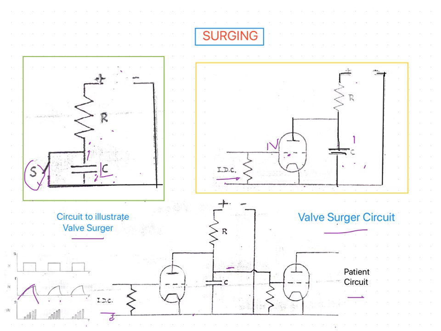In the next session we are going to discuss Faradic current and the coils which produce Faradic type of current, and also the sinusoidal currents.